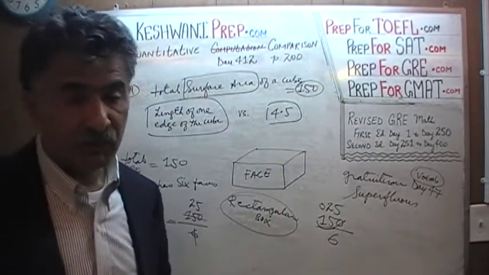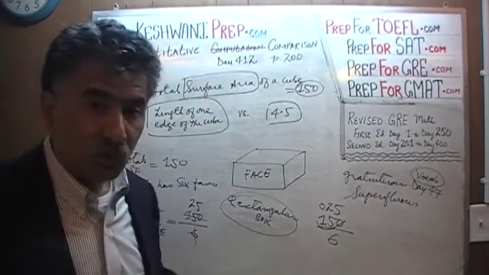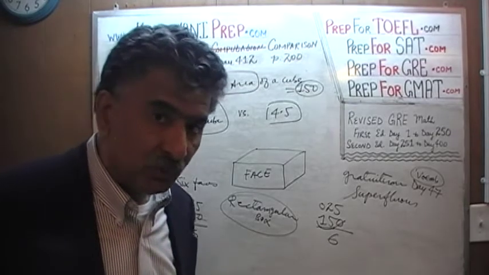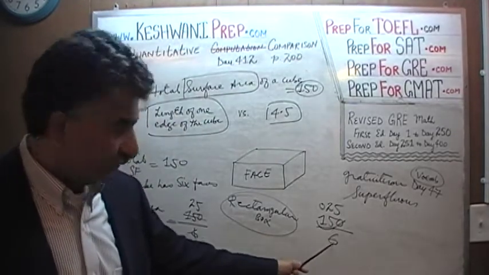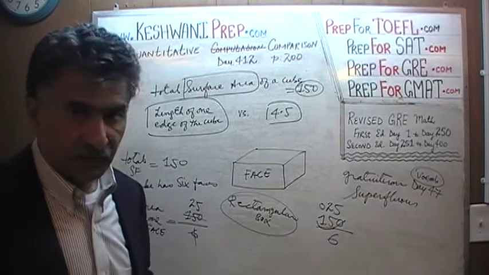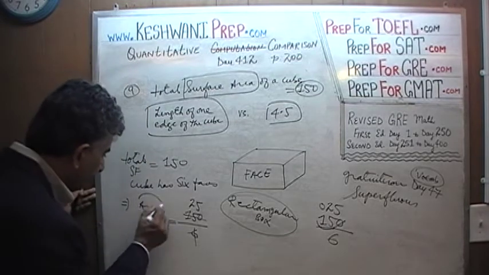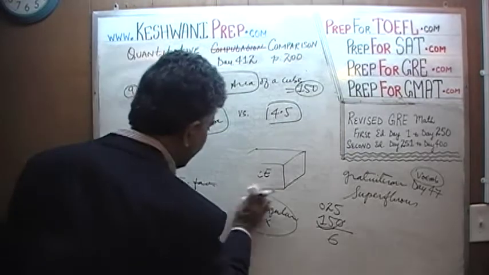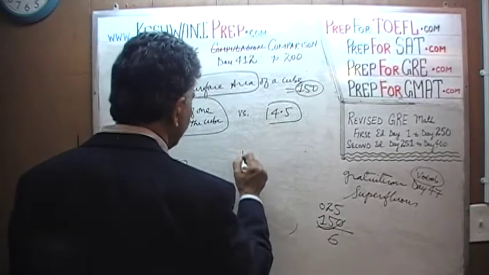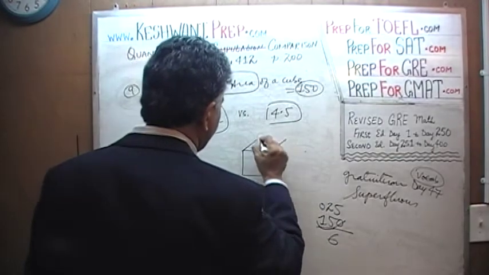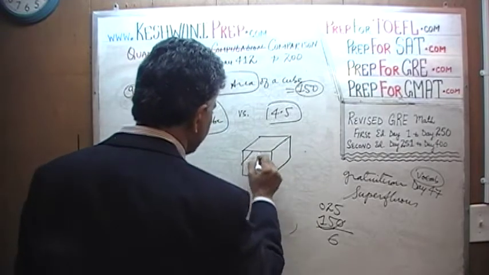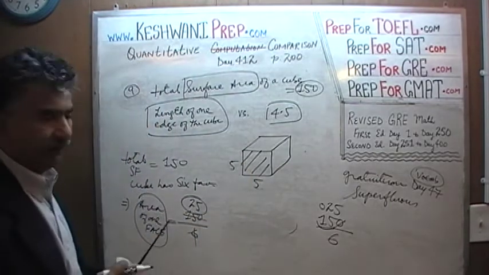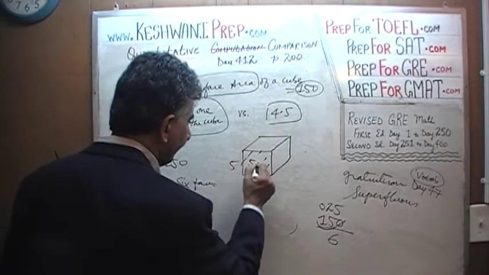Of course, it's 25 because we know that 100 has 4 25s. And therefore, another 50 will have 2 more 25s. So 150 contains 6 25s. So the area of each one face is 25. If the area of each face is 25, and we're dealing with a cube here, not a rectangular box, that tells us that each of the sides must be 5. It's a 5 by 5. Each face is simply 5 by 5.